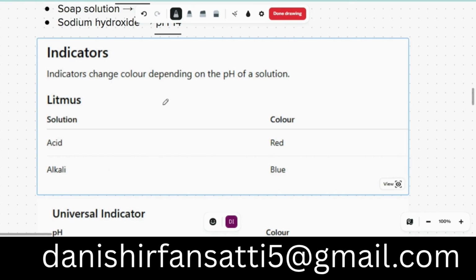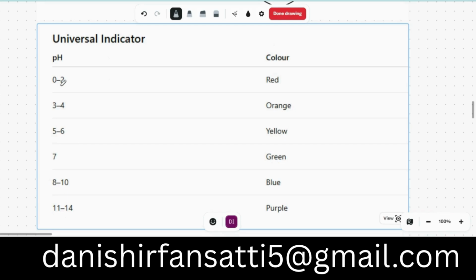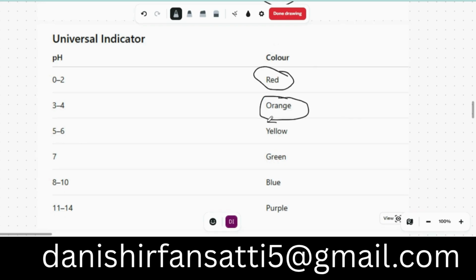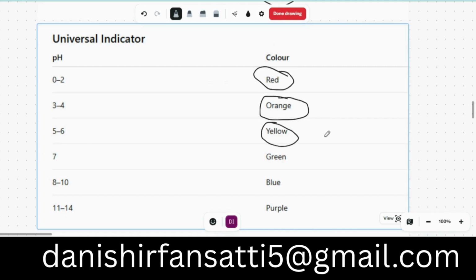Indicators are used to tell whether a solution is an acid or a base. For litmus paper, if it is red, that is an acid. If it is blue, that is a base. Universal indicator is used to tell how acidic something is. For example, 0 to 2 is strongly acidic and gives a red color. 3 to 4 is medium acidic. 5 to 6 has a small amount of H+ ions, meaning less acidic.